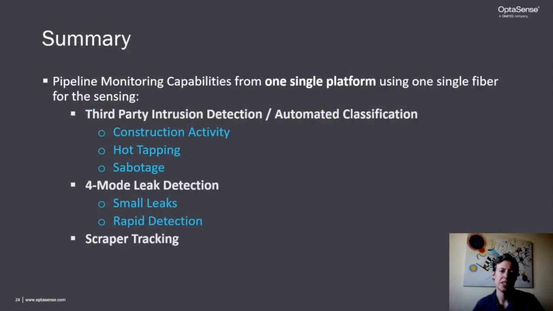To summarize, the OptaSense pipeline integrity and monitoring system provides a suite of pipeline monitoring from a single remote platform. Leak detection, construction, hot tapping, and sabotage can all be detected and classified using a suite of advanced algorithms. Large-scale trials have demonstrated the ability of our 4-mode leak detection system to rapidly detect leaks down to 15 litres per minute. Scrapers can be tracked continuously throughout a monitored pipeline in real time, providing real-time speed and location data, along with indicators of pipeline condition.